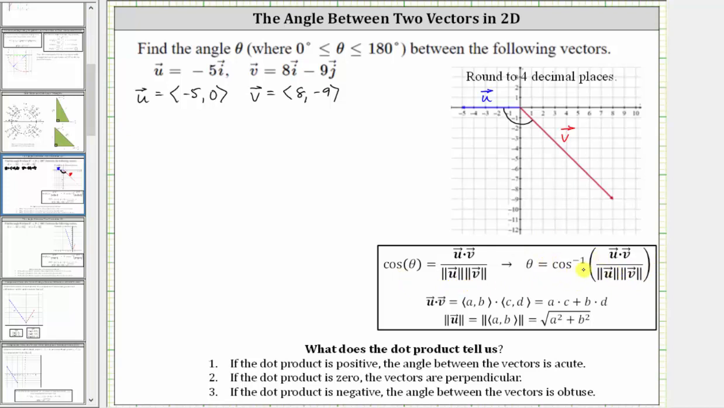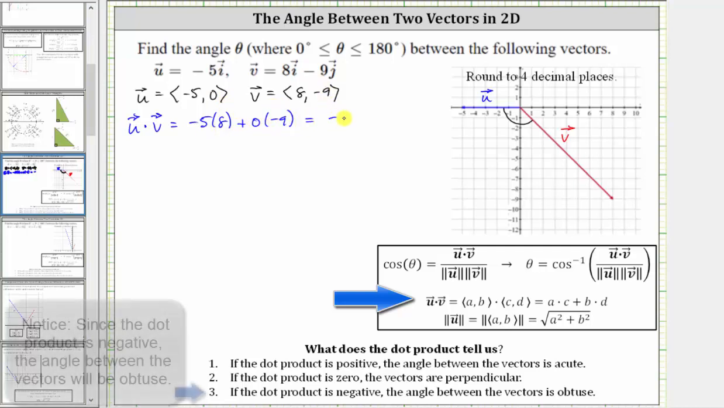And we know the output of inverse cosine is over the closed interval from 0 to 180 degrees, or from 0 to pi radians, which is why we'll be finding this smaller angle here between the two vectors. So let's begin by finding the dot product as well as the magnitude of the two vectors. So let's first find vector u dot vector v, which is equal to -5 times 8 plus 0 times -9, which is equal to -40.